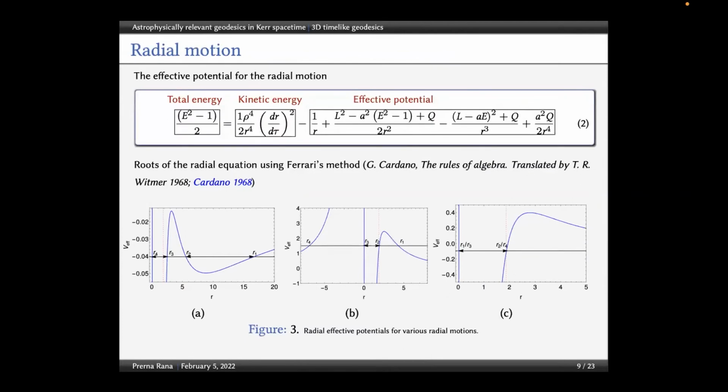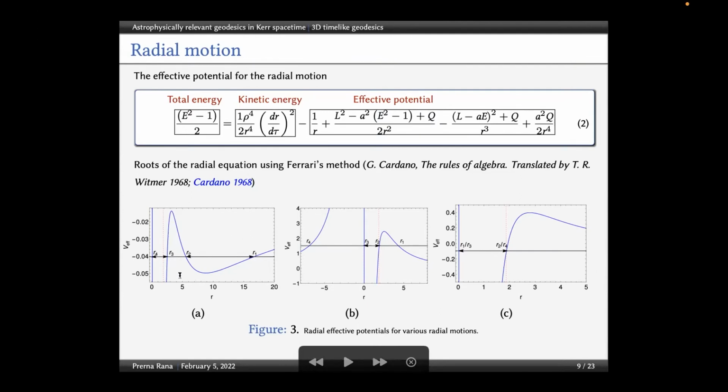Okay, so let's talk about the radial motion in space-time first, which is governed by this particular equation. We can clearly see there is total energy, kinetic energy, and effective potential, which is fourth order in R. So this leads to 4 roots of this equation, which are represented by R1, R2, R3, R4. And the radial motion can be of various kinds.